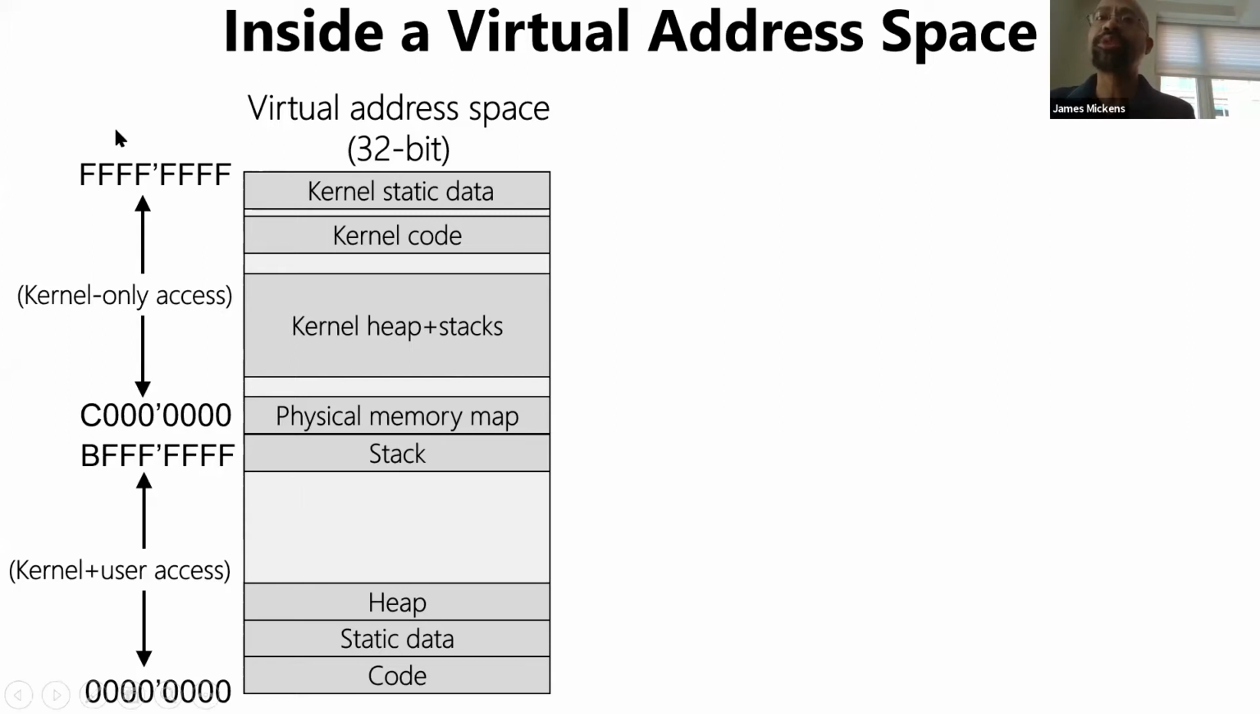The top of the virtual address space is used for the kernel. These memory pages can only be accessed by the kernel, and they can only be accessed when the CPU is running in privileged mode. We have the kernel code and static data, and then we have the kernel heap and the kernel stacks. There might be more than one kernel stack, because the kernel might have its own kernel threads that are running, not on behalf of any user process, but just on behalf of the kernel itself.